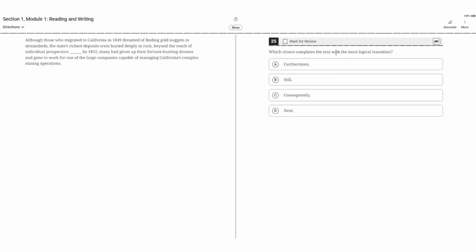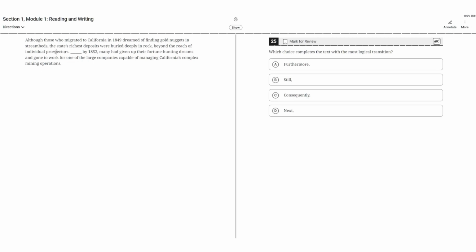Which choice completes the text with the most logical transition? Although those who migrated to California in 1849 dreamed of finding gold nuggets in stream beds, the state's richest deposits were buried deeply in rock, beyond the reach of individual prospectors. Blank. By 1852, many had given up their fortune-hunting dreams and gone to work for one of the large companies capable of managing California's complex mining operations.